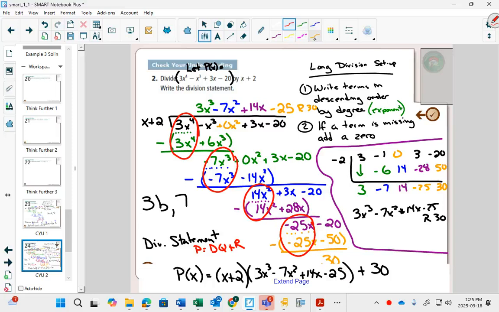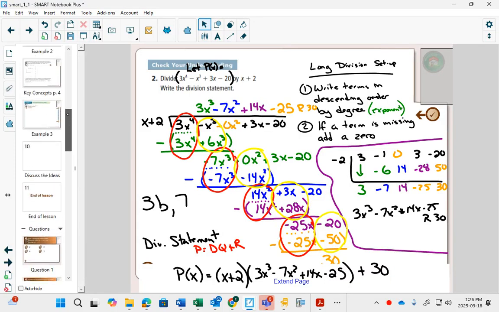Then the only thing that comes into effect is, highlighted in yellow, this -1 and that -6 made the -7. This 0 and this +14 made the 14. This 3 and the -28 make the -25. And this -20 and the +50 make the 30. So synthetic division was a way to streamline this and to make it simpler. If we go to our notes, we can highlight it in our notes.